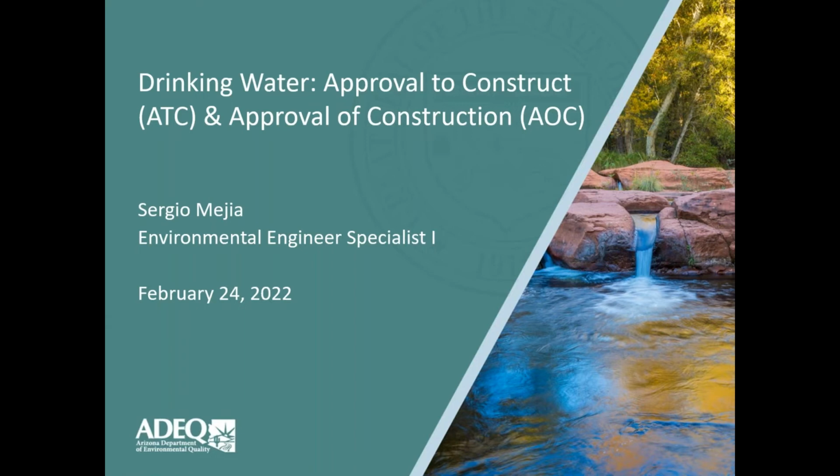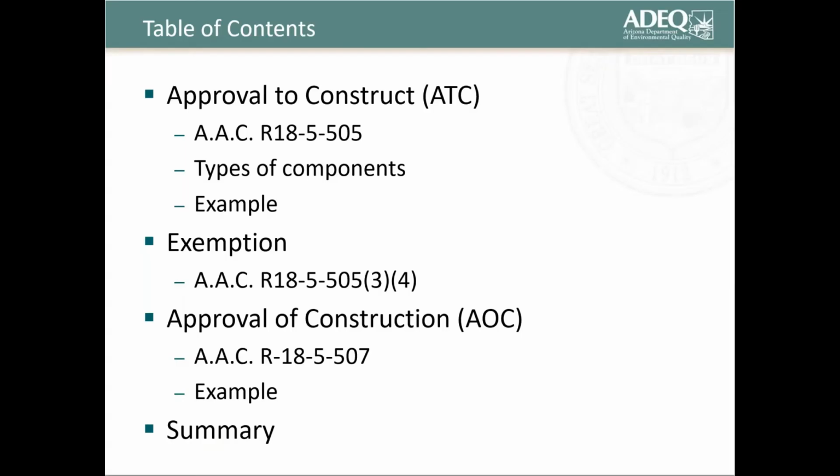So today I'll be presenting on the Drinking Water Approval to Construct, ATC, and Approval of Construction, AOC, process. So let's take a look at the outline for today. There are three main topics we'll be going over. We'll look at the ATC Approval to Construct, Exemption, Approval of Construction, AOC, and then we'll finish off with the summary. We'll be delving into the Arizona Administrative Code for each topic, along with some examples.